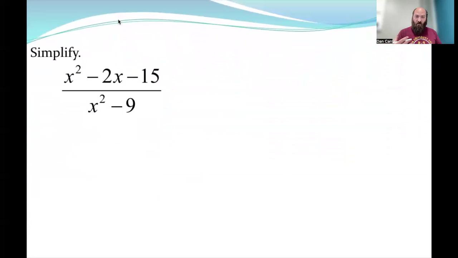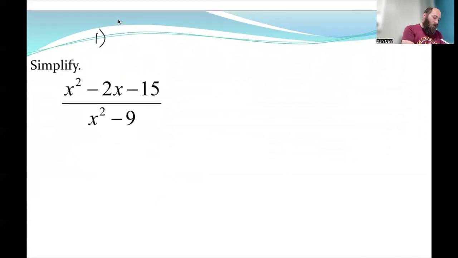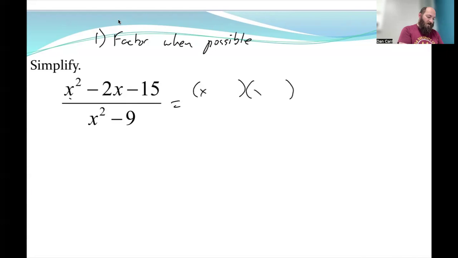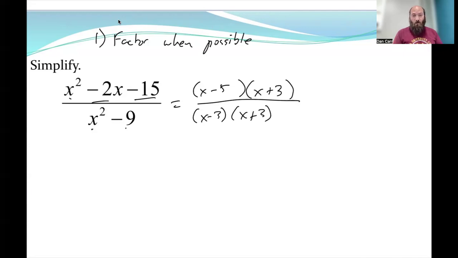We can also do simplifying with our rational expressions like this, where we have two quadratics instead. When you're working with this, always factor when possible. Okay, so you're looking for factoring here. In my numerator, x squared has to come from an x times x, and -15 with a -2 here. The only way to get that is if it's a -5 and a +3. In my denominator, I've got x squared minus 9, so that has to be x minus 3, x plus 3, because it's the difference of two squares.